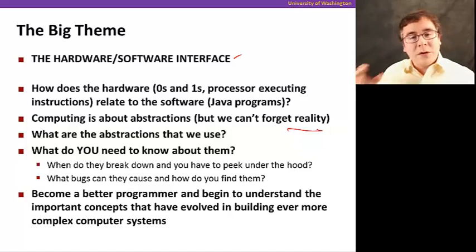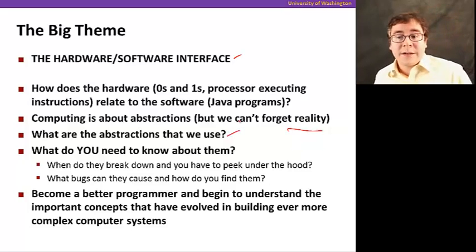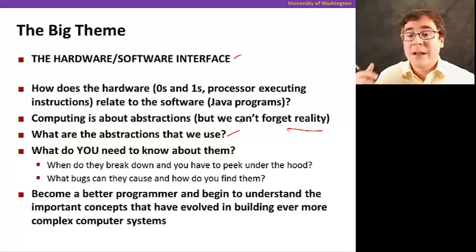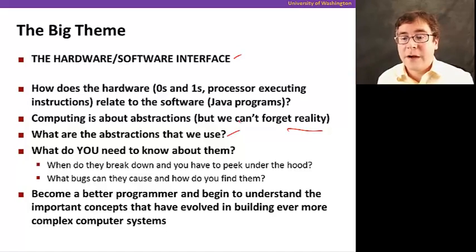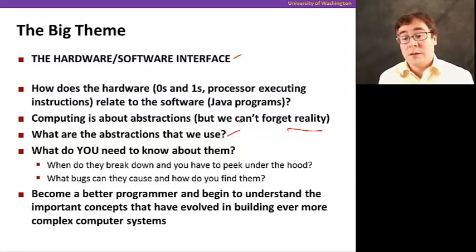But we can't really forget reality. The goal of an abstraction is to abstract reality and make it simpler to think about, but we don't want to completely ignore reality, because that leads to inefficiencies and other problems. So we're also going to talk about what abstractions we use and what you need to know about them, because you know when they break down you have to peek under the hood. Knowing about them also helps you understand what kinds of bugs they can cause and how you find them. Knowing the hardware-software interface is ultimately going to make you better programmers. It's going to help you begin to understand important concepts that have evolved in building ever more complex computer systems.